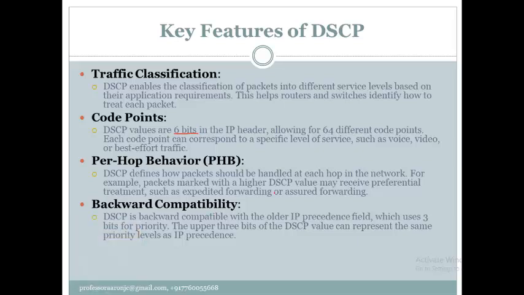Now, as I was talking about compatibility, DSCP, IP precedence, and COS, all three are compatible. DSCP has backward compatibility with the older layer 3 marking called IP precedence. Now, the upper 3 bits in the DSCP will be matched with the IP precedence. That's how it is compatible. There are 6 bits, I told you. The upper 3 bits are going to be matched with IP precedence or COS. That is how you can give compatibility.